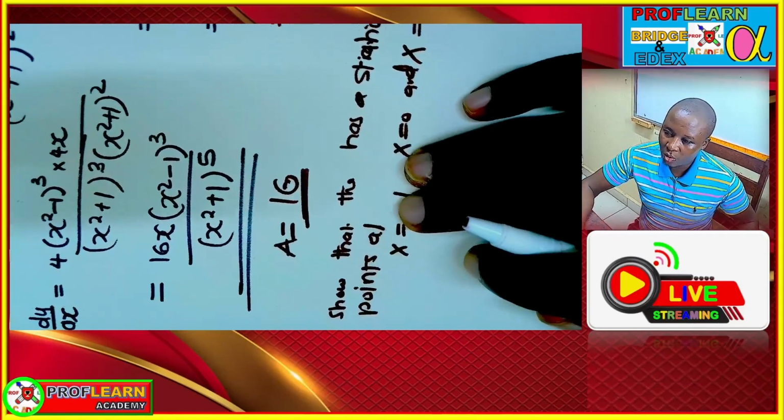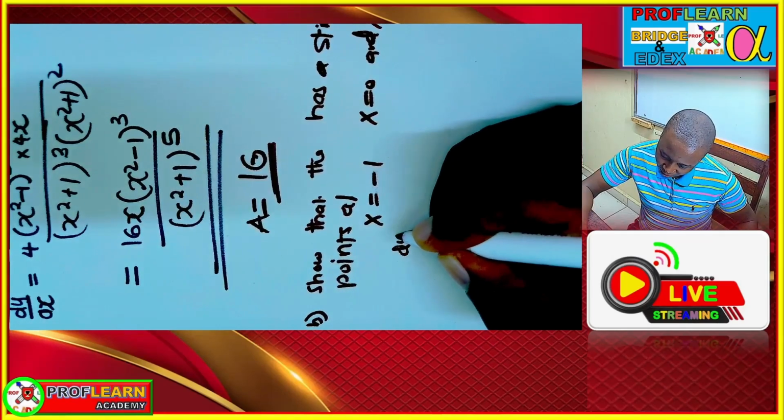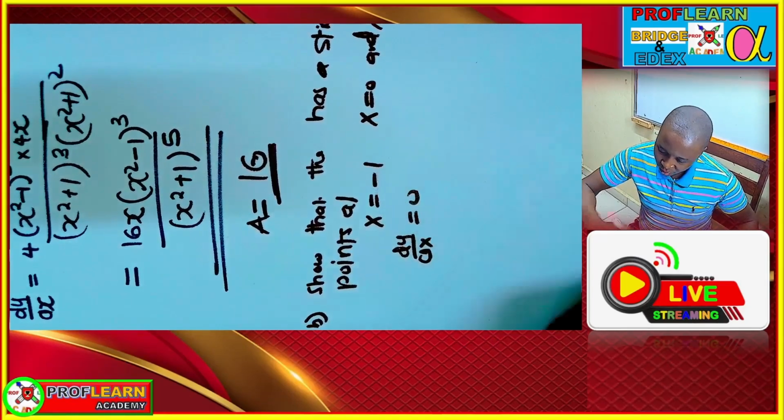So how do you show that a curve has a stationary point? We need to remember that at the stationary point dy/dx is equal to 0.